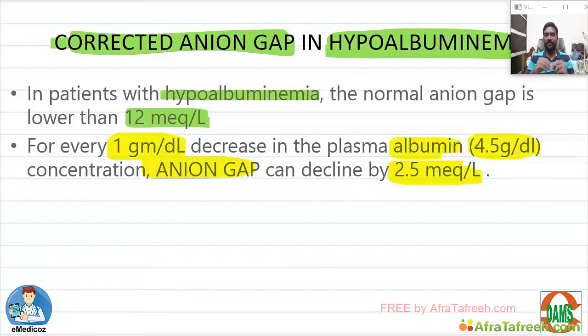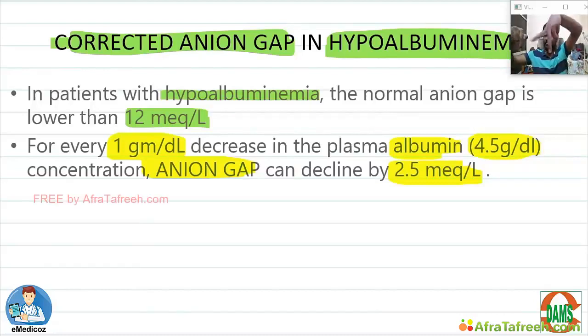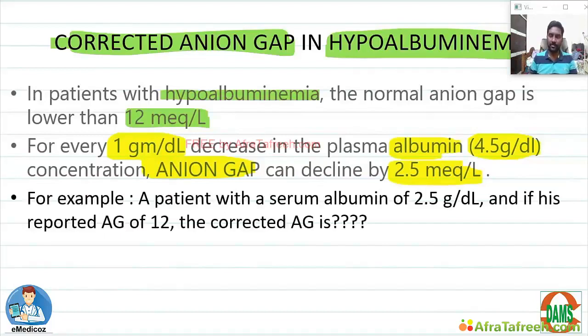So it was an observation: if albumin decreases by 1 gram, the anion gap decreases by 2.5 milliequivalents. Now let us see how this relation is clinically relevant and how a question can be asked. There was a patient, for example, with some liver disease or nephrotic syndrome. His serum albumin was 2.5 gram per deciliter, and when I calculated his anion gap, it was 12. They will ask you, what is the corrected anion gap in this patient?